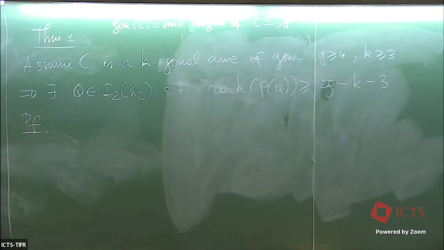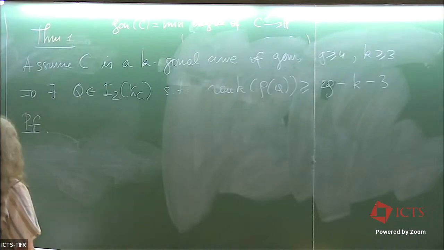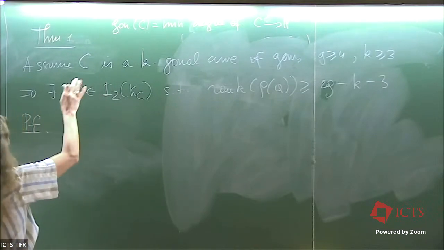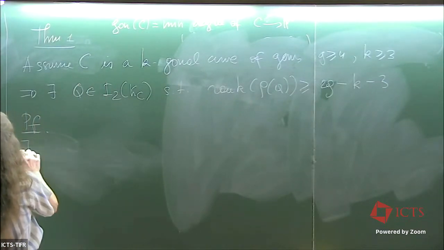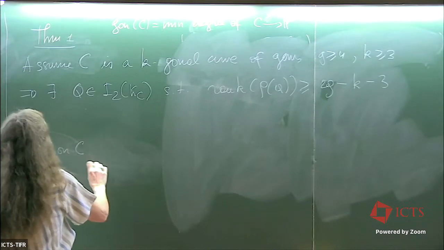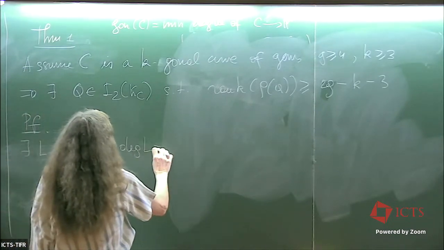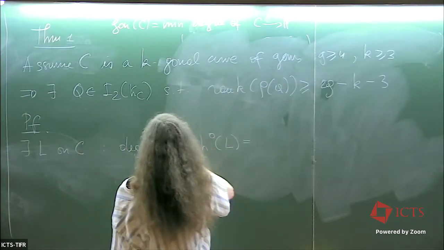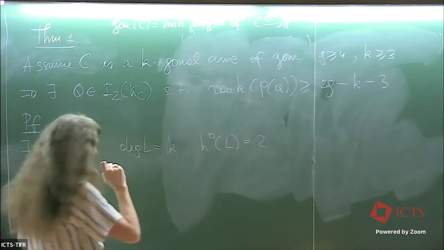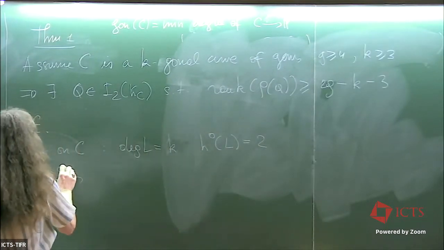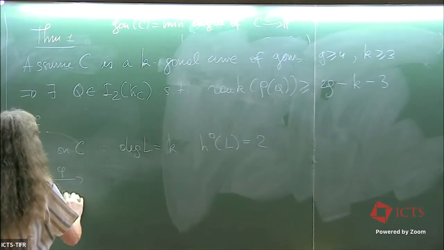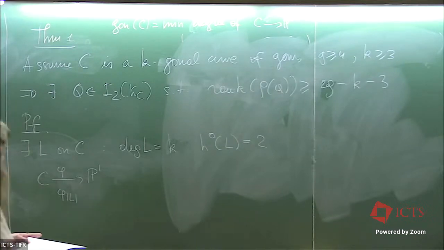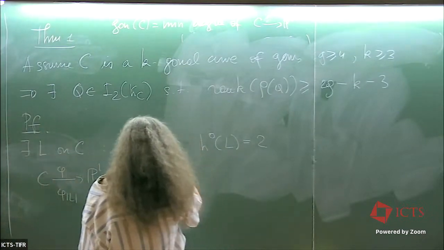First, we prove this fact. So we have a k-gonal curve. This means that there exists a line bundle L on C such that the degree of L is k, and H naught of L is 2. It gives a map, let's call it phi, the map induced by L, to P1, and it's also base point free.